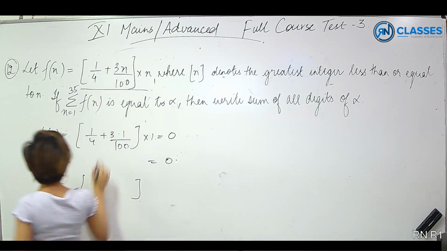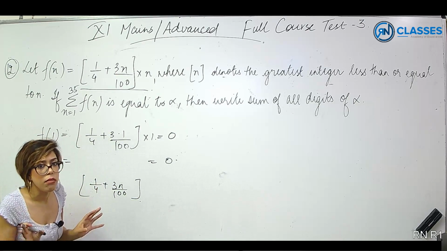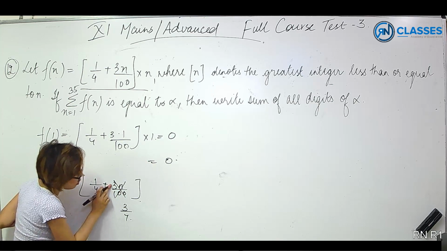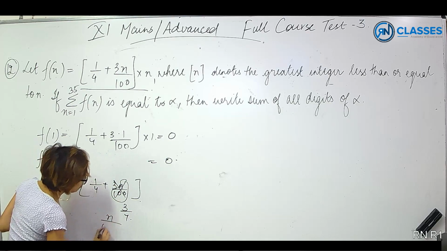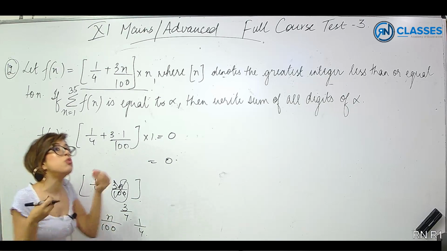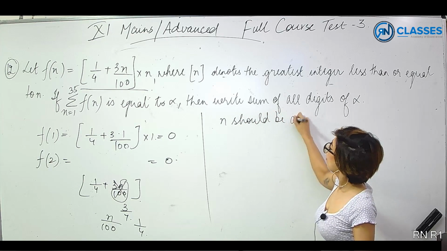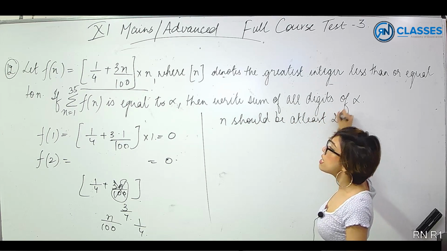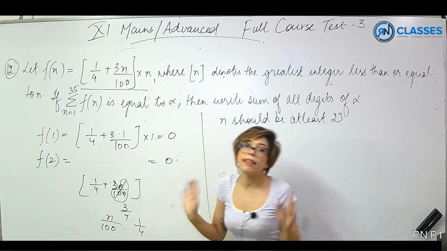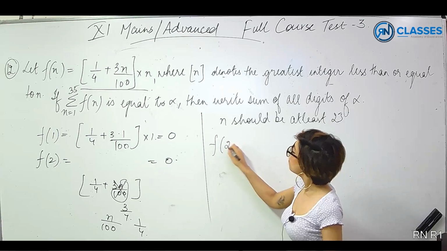Now, the question is, if I want 1/4 + 3n/100 to be at least 1, then besides the 1/4, this should be 3/4. That means this 3 is already here, and this n/100 thing should be at least 1/4. So that means n should be at least 25. Now, if n is at least 25, I will not care about f(1), f(2), f(3), because I need to add them up at the end, and 0 plus 0 is 0. So I will write my first term as f(25).